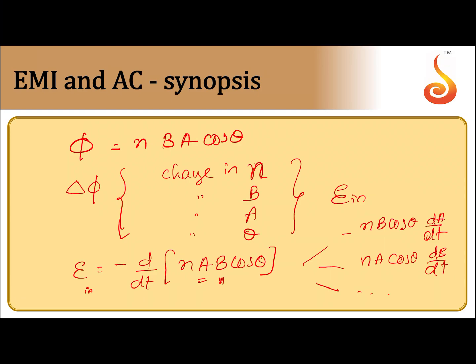So in every case, the induced EMF is given by the differential of this term NAB cos theta. But remember, there may be multiple variations also. For example, both A and B also probably undergo change. In such cases, you need to consider the partial derivative.